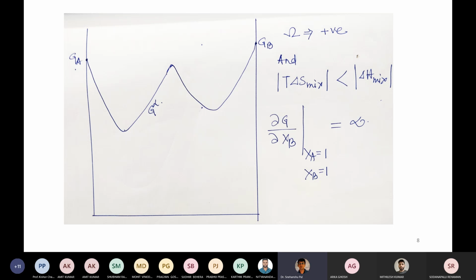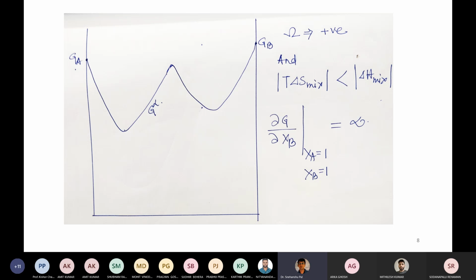It may start from a low G value to a higher value, then come down. That may occur. So why is that particular shape there? Could it be the just-opposite, inverted shape of this plot? Why is it not? In order to understand that, you have to go for del G del X_B. You just take derivatives, and you will find that at X_A and X_B, in both cases, the derivative is infinity.